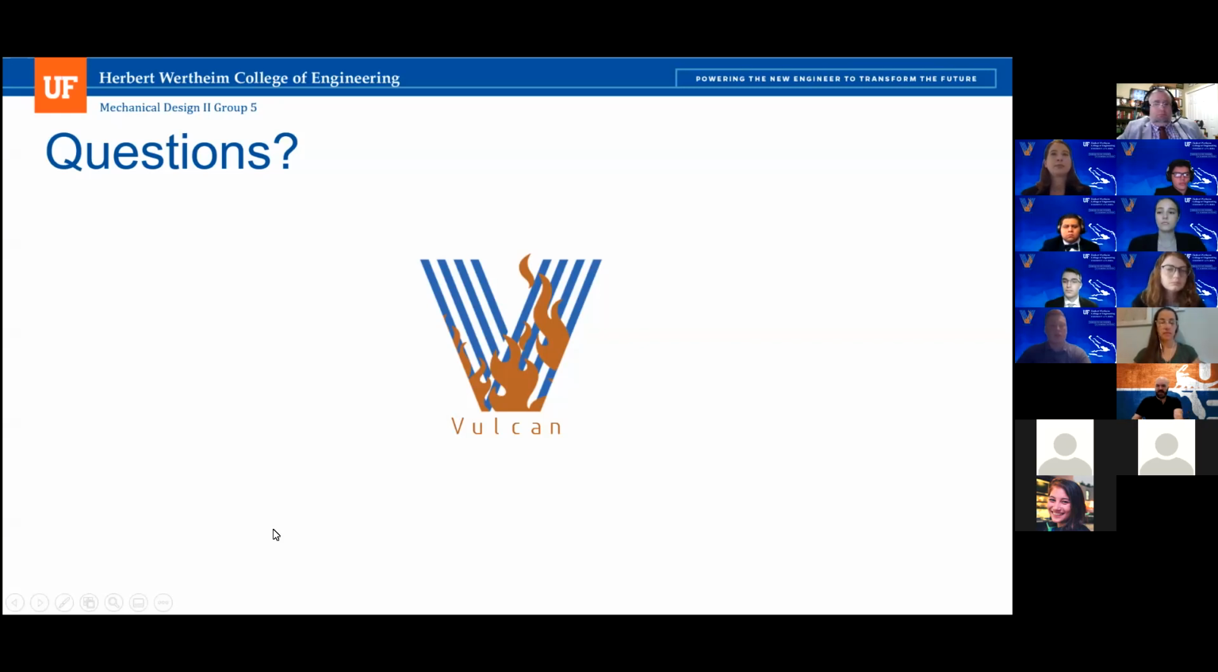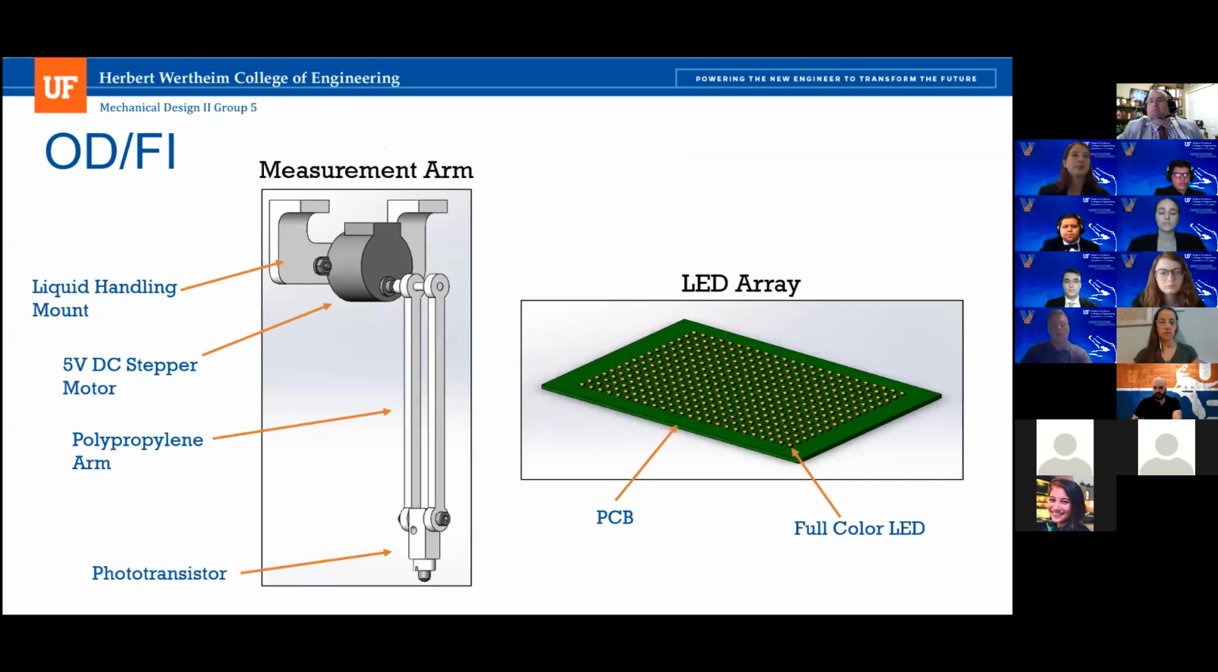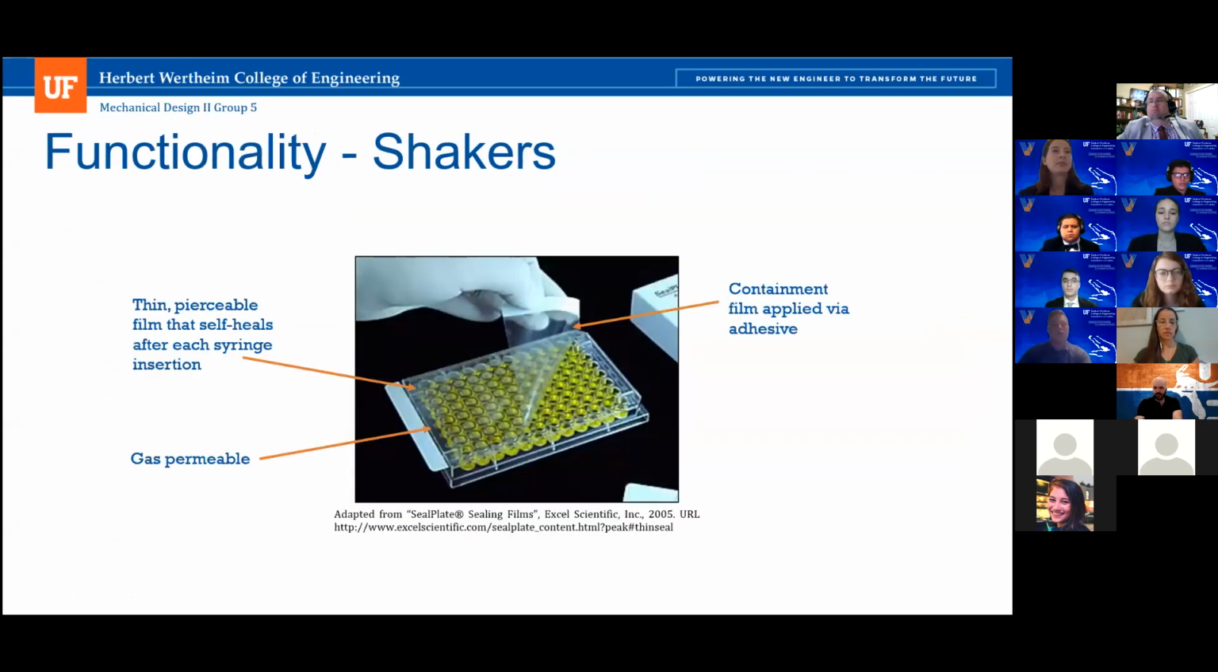So in one of the previous slides, I believe it's slide 18, where we're covering the functionalities of the shaker, there's this very thin layered film that is covered over the well plates, such that if you needed to shake them at a higher RPM and you ran the risk of spillage, it will prevent cross contamination between the wells. Okay, thank you. You're very welcome.